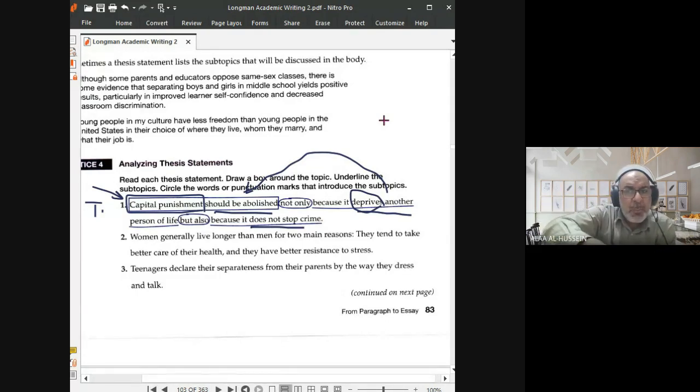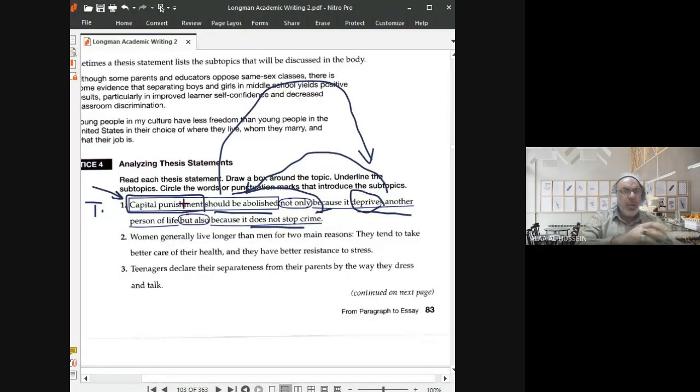Why should it be abolished? For two reasons. These are the reasons. Both the controlling idea, this one, plus the sub-ideas, they are all related to what? Related to the topic, of course. They are ideas about the topic, because there should be a topic for every sentence, for every text, for every paragraph, for every section, for every chapter, for every book.